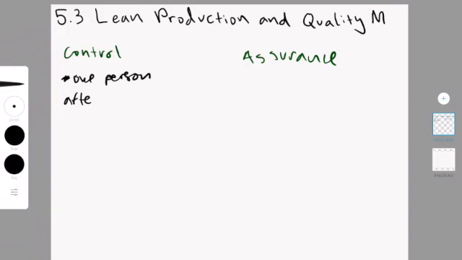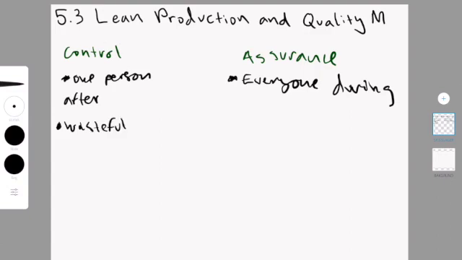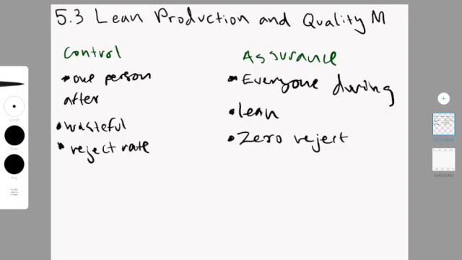So in control, there is also a certain percentage of rejected products, a rejection rate. Essentially, for example, 5% of our products are going to malfunction. Meanwhile, in assurance, there is a zero rejection rate that is expected. Every product is supposed to work.